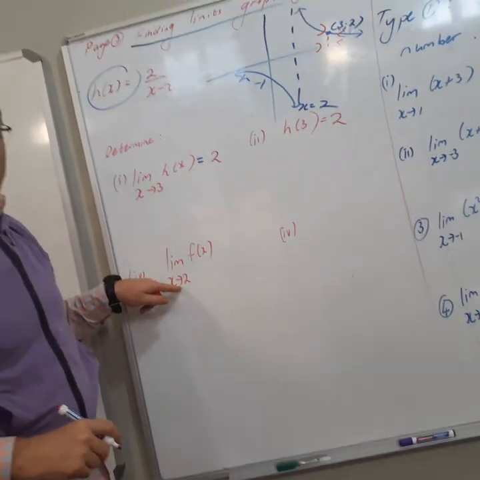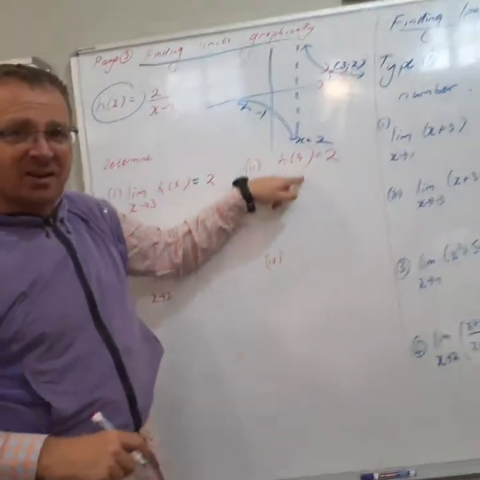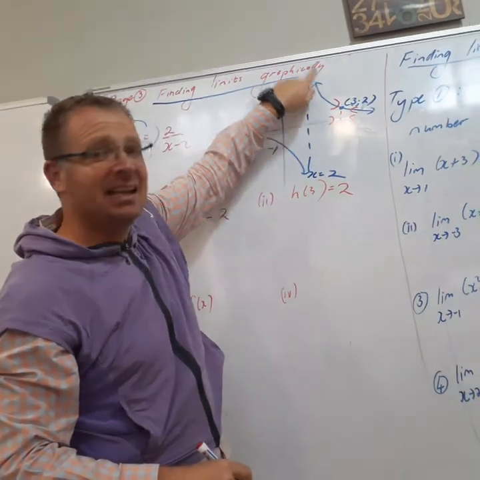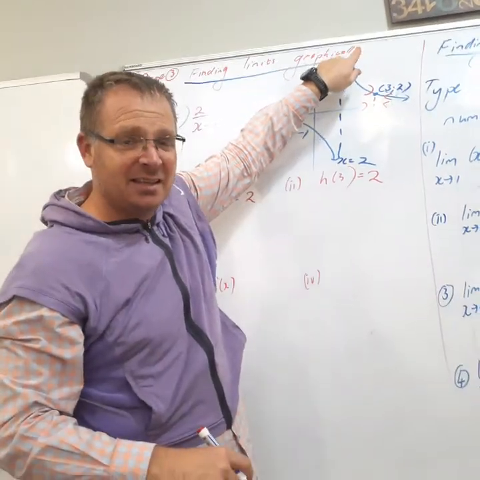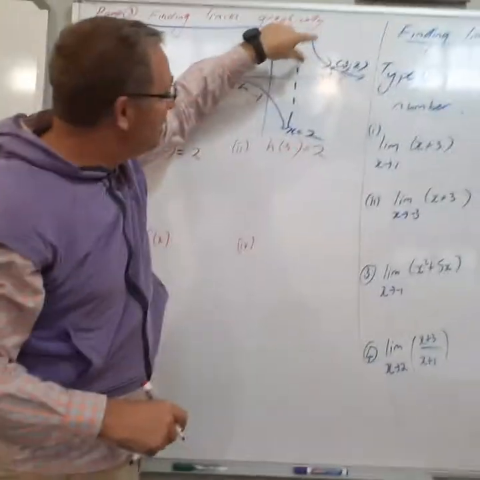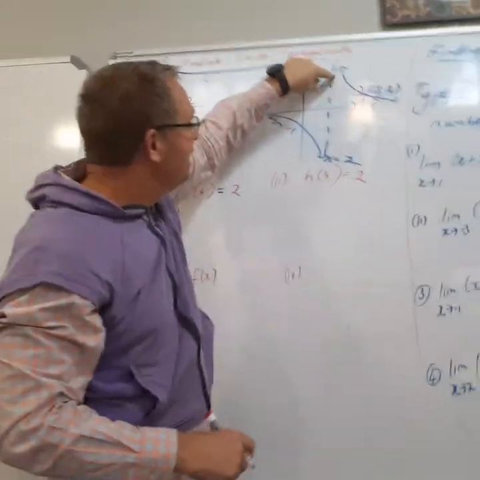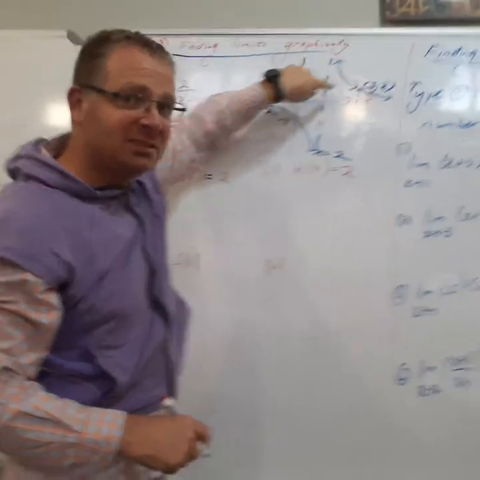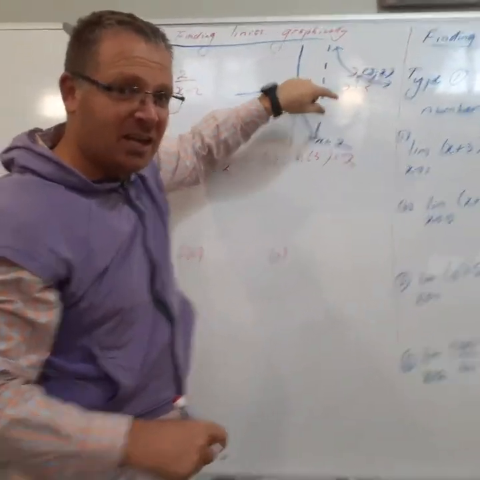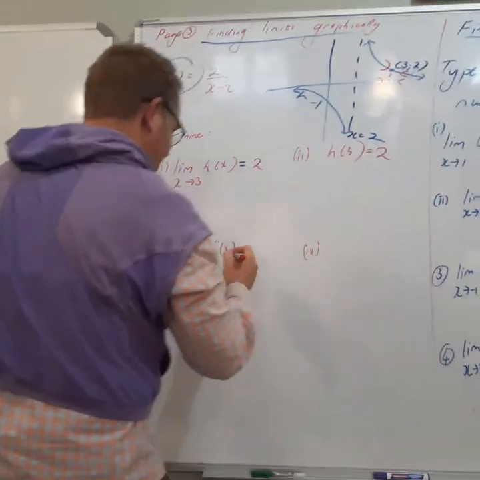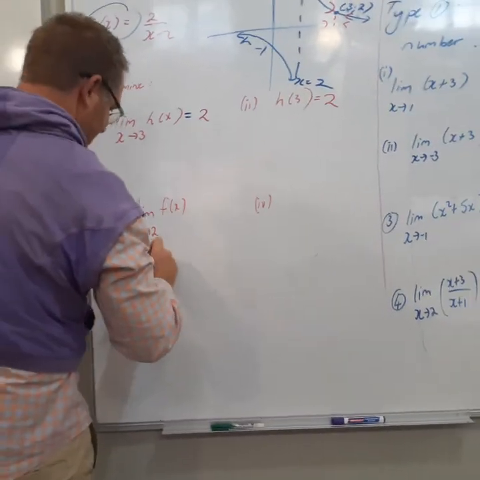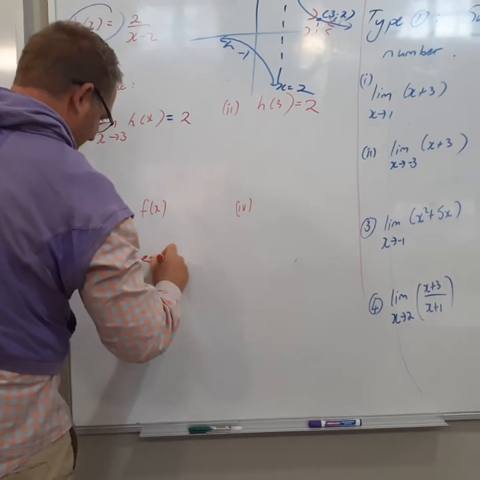However, we have a problem here at the vertical asymptote. As x heads towards 2, this cockroach is heading down to negative infinity, and this cockroach over here is heading up to positive infinity. So a limit only exists if you're heading towards the same y value. If you're heading towards different values, what we say here is the limit as x tends to 2 of h of x does not exist.